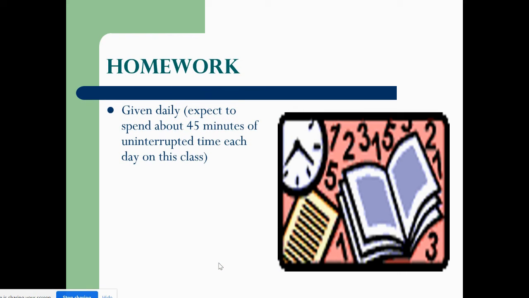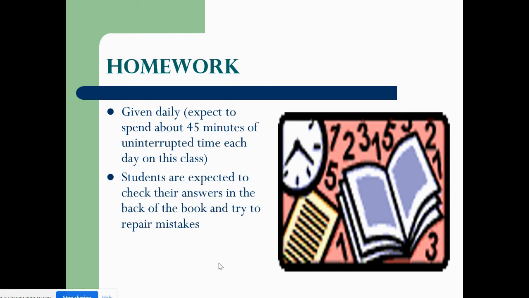A little bit about homework. Homework is given daily. Students should expect to spend about 45 minutes of uninterrupted time each day on this class. Students are expected to check their answers in the back of the book and to try to repair their mistakes. And do know that the grade for homework is student reported and it should reflect what's called eventual learning. So for example, if they do a problem, check the back of the book, and they got it wrong, the idea is that they should try to fix it and figure out how to do the problem correctly, get the answer in the back, and then they would earn the credit for that point.